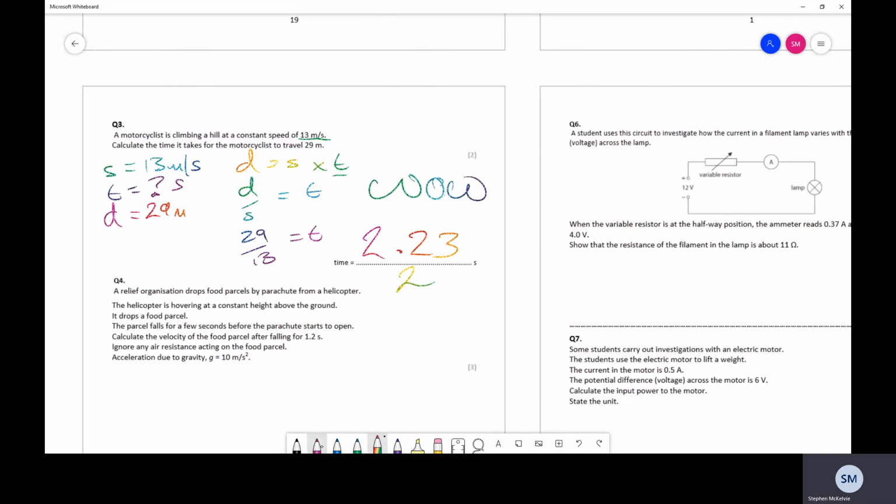Wow, that's so exciting. But I'm going to go back to black because it was lagging a little bit.